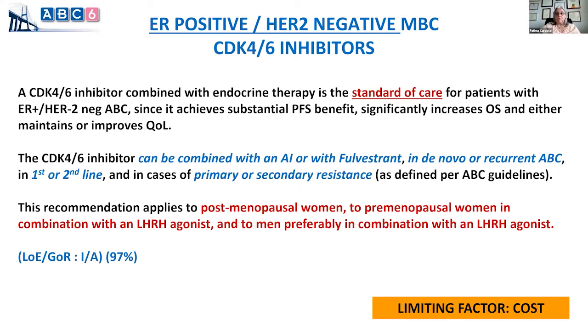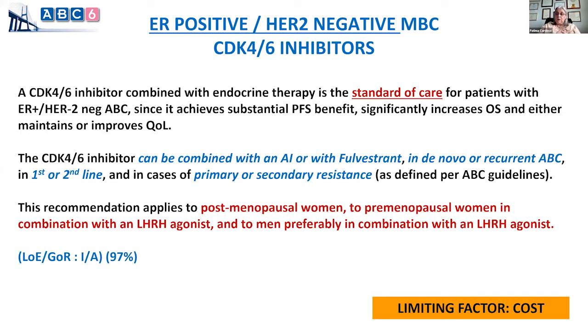So one of these agents, or the most important of these agents, are the CDK4/6 inhibitors, the cyclin 4 and 6 inhibitors. These agents have become the standard of care for this subtype of breast cancer, combined with a hormonal therapy agent. So we can safely combine them with an aromatase inhibitor, with fulvestrant, and some of them we can also combine with tamoxifen, not all.